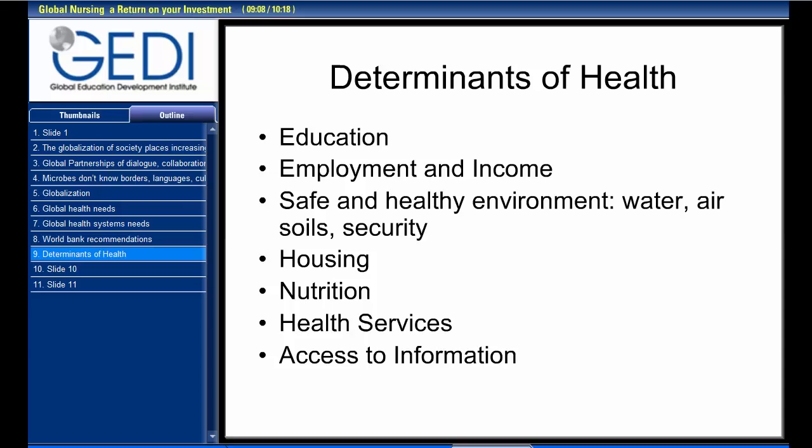We've learned from a lot of studies in the world that the determinants of health don't rely on hospital beds or numbers of physicians. They do rely on education, employment and income, safety and health environments, housing, nutrition, and access to information and health services. So the foundations of building a society are built around these determinants of health. But an avenue of entry is usually treating the illness and the problems that exist when we go in.